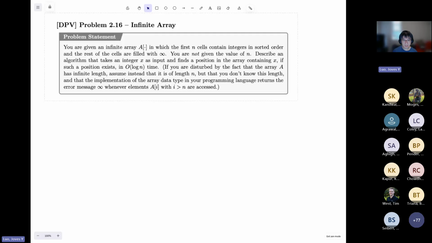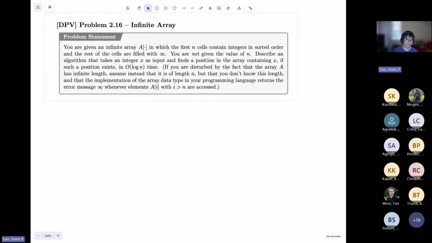All right. So the problem statement for 2.16 is that you're given an infinite array where the first n cells contain integers in sorted order, and the rest of the cells are filled with infinity. You are not given the value of n, so you don't know when real number values end. So you can't just use n in trying to figure out a solution. You want to describe an algorithm that takes an integer x as input and finds a position in the array containing x, if such a position exists, in O of log n time. Okay, so your target is O of log n.